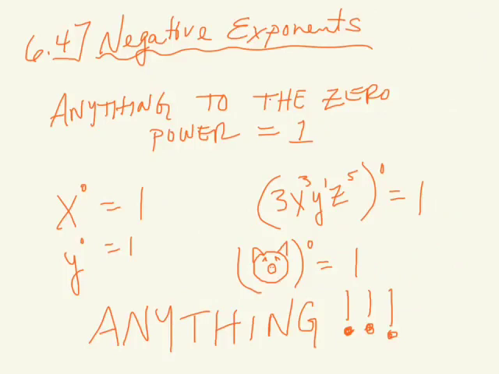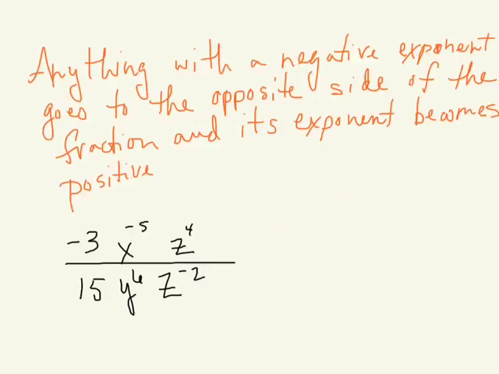Okay, so this is 6.4 in your algebra book, but it's called negative exponents. It also goes over things that have a zero power, and right here, anything to the zero power equals 1. So it doesn't matter what it is. All right, I think you get the idea here. X to the 0, 1. Y to the 0, 1. If all of this is in parentheses to the 0, it equals 1. Pig to the 0 is 1. I'm talking anything. Anything to the 0 power equals 1.